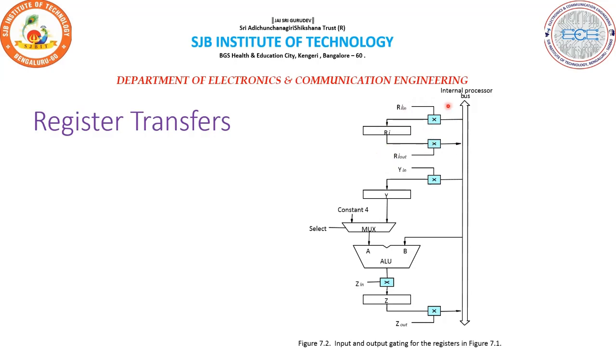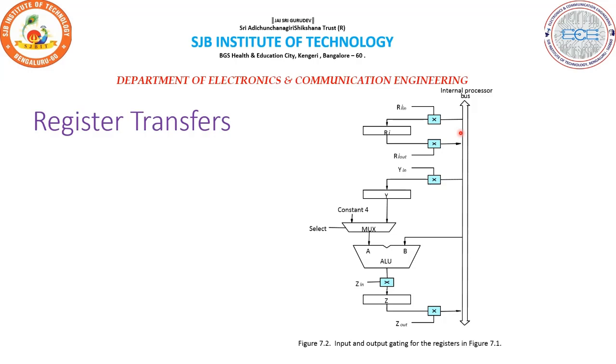What is RI in? When RI in is set equal to 1, this switch becomes active, and the data on the bus are loaded into RI. When RI out is equal to 1, the data from the register is placed on the internal processor bus. Okay, suppose we wish to transfer the content of a register within the register transfer, that is R1 to register R4. What are the steps to be followed?